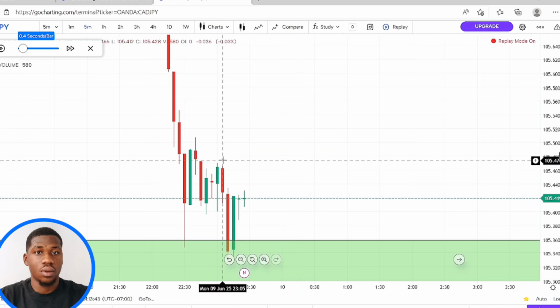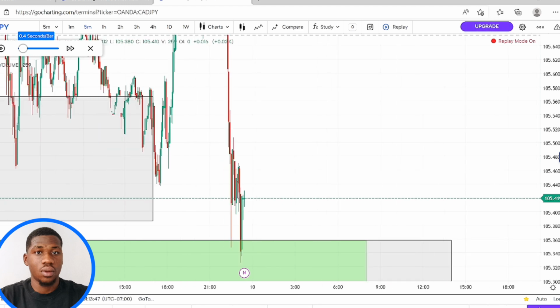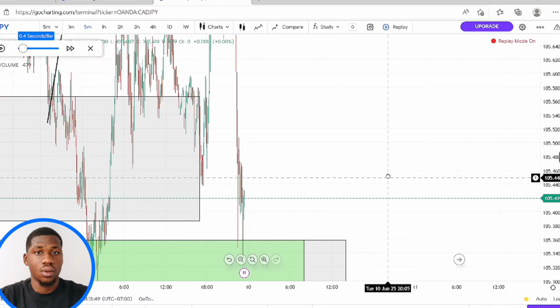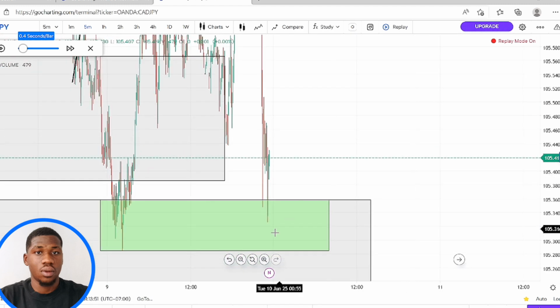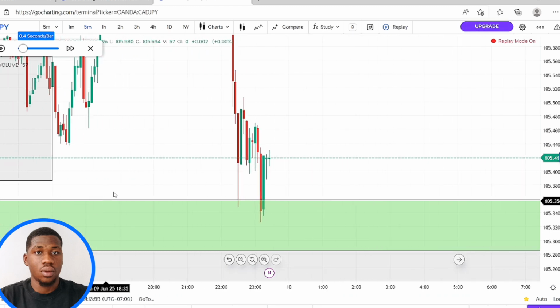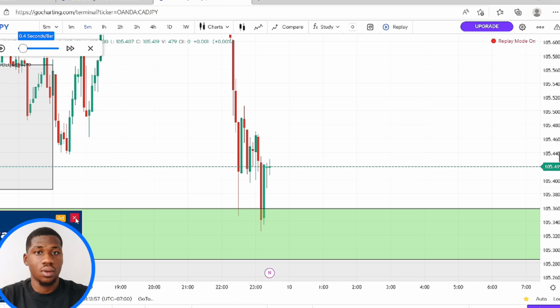Okay, so guys, we are in the 5 minute time frame, right? You can see this is the same setup, right? You can see we are in the 5 minute time frame. Okay, so let me zoom out, guys. Let you guys see how I got myself the entry. Now you can see clearly what you are seeing here.